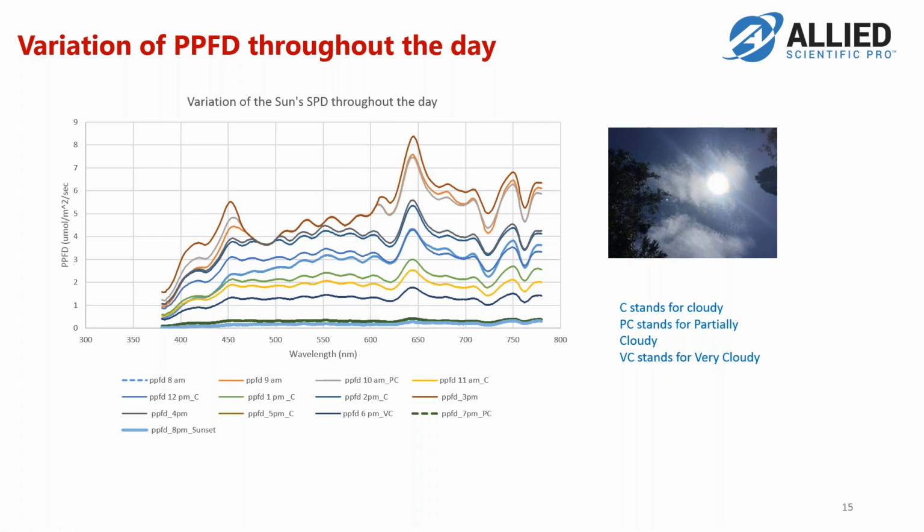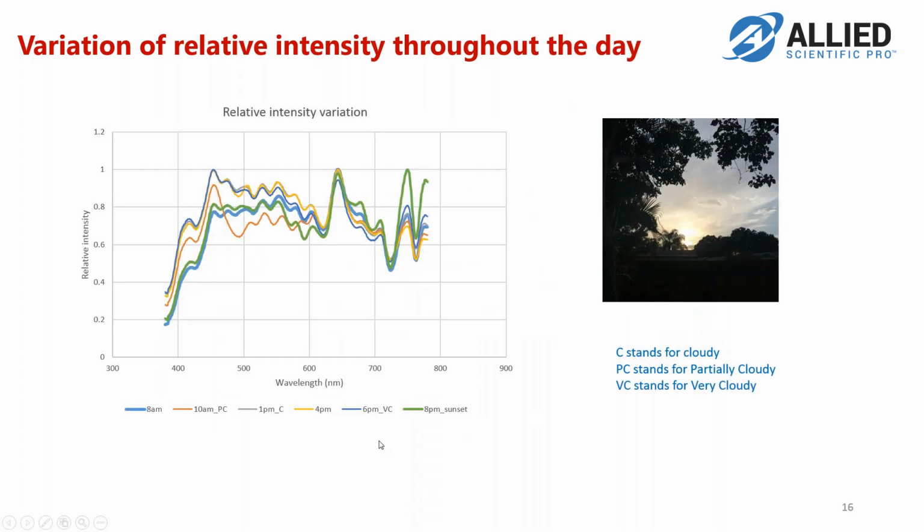The far red is really high towards the end of the day, and the blue is pretty low at the beginning of the day. I'll show you a relative intensity plot that shows this much better. This is a relative intensity plot where the maximum of each of the spectra is 1. So they're all normalized. And you can see at 8 a.m.